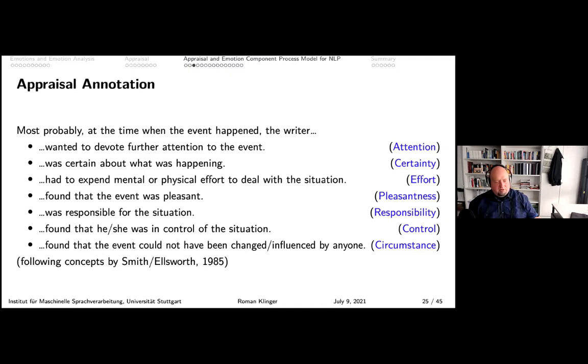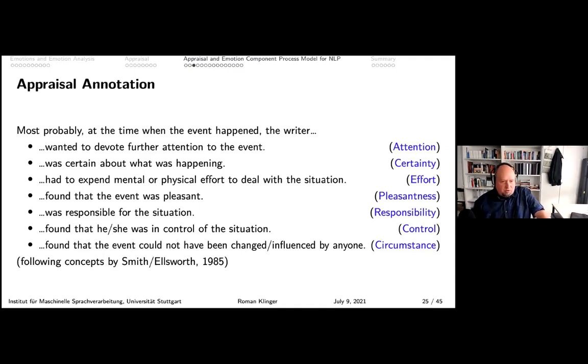These concepts follow a paper from 1985 by Smith and Ellsworth, who looked into quite many emotions and quite many ways to measure appraisal. Then they did a principal component analysis and found that these are somehow the main components for appraisal, which help to distinguish quite a large set of emotions.